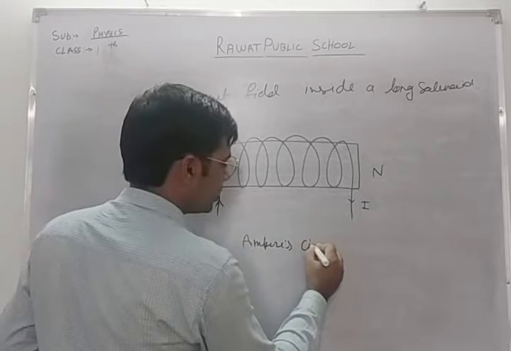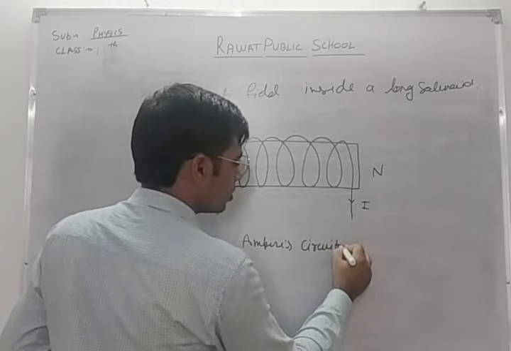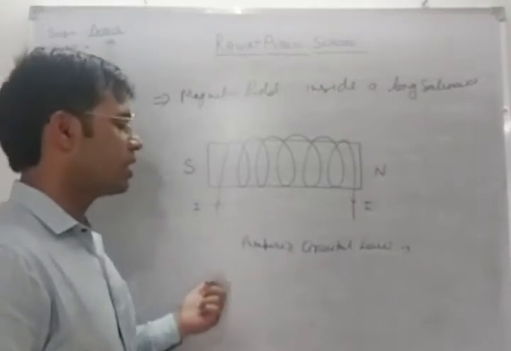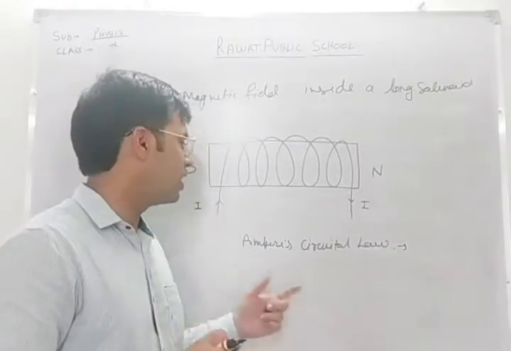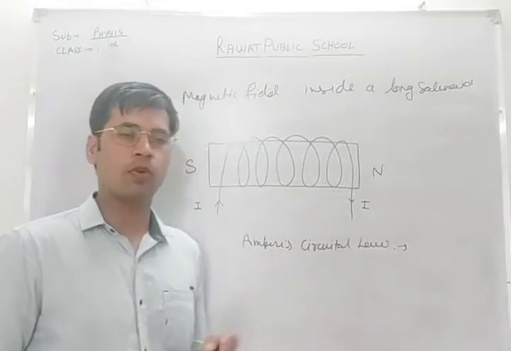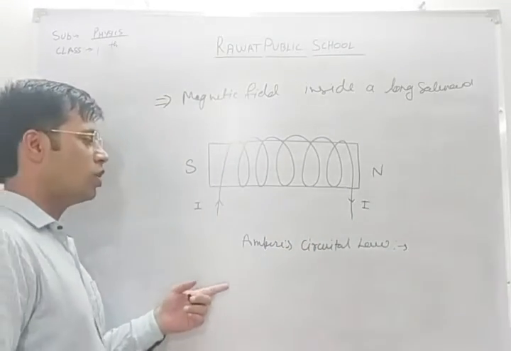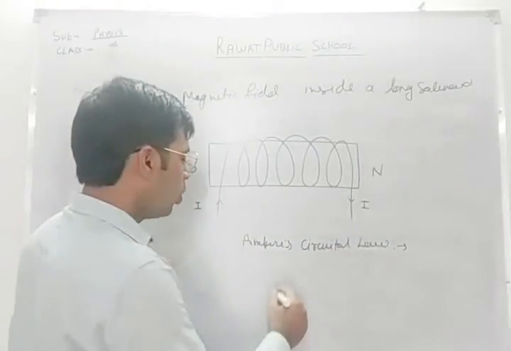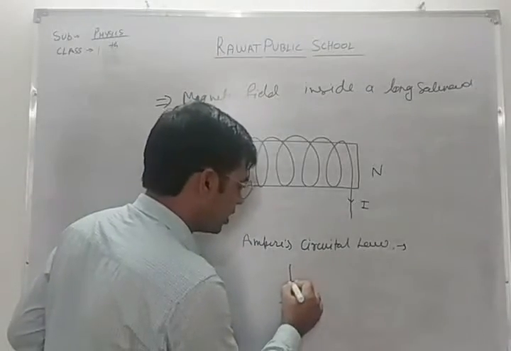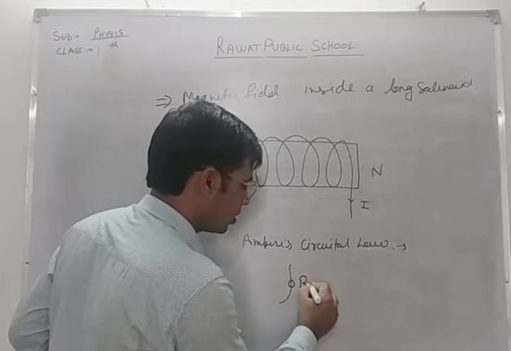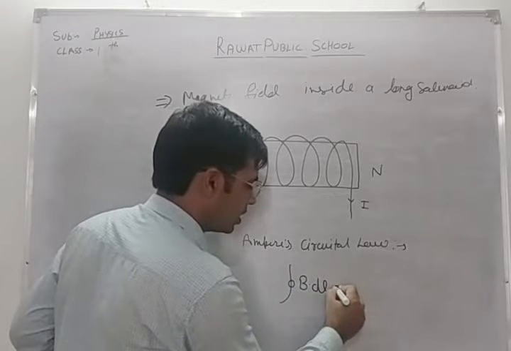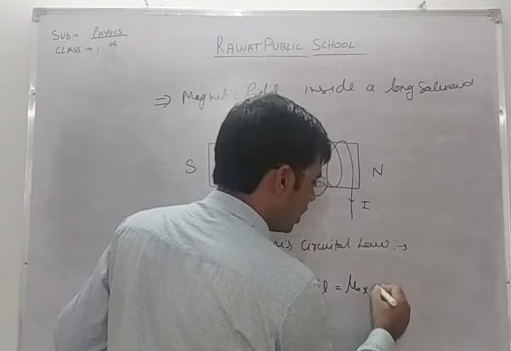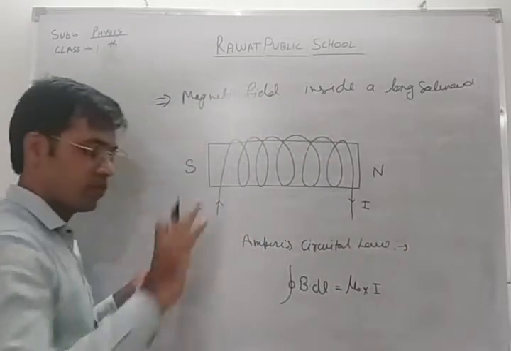Ampere's circuital law. Now, what is this Ampere's circuital law? This is very important and very necessary for most of the derivations for magnetic field. So let us understand what is that Ampere's circuital law. Now, this law states that closed integration of magnetic field B dot dl over a length is equal to mu naught times the total current threading through that closed surface.